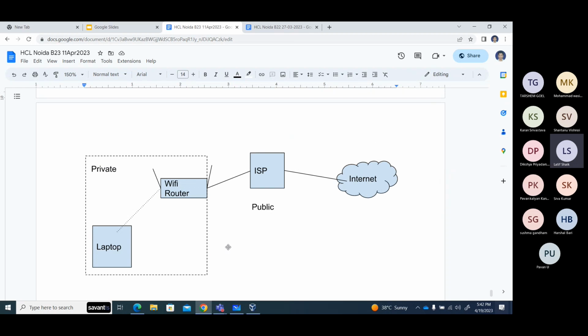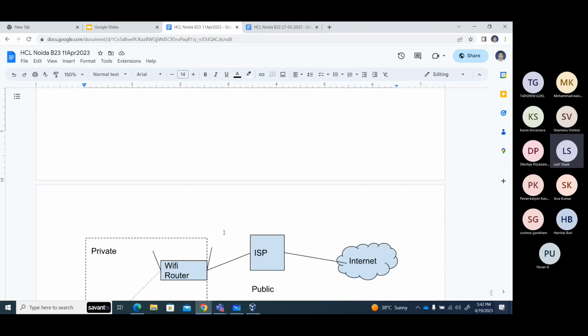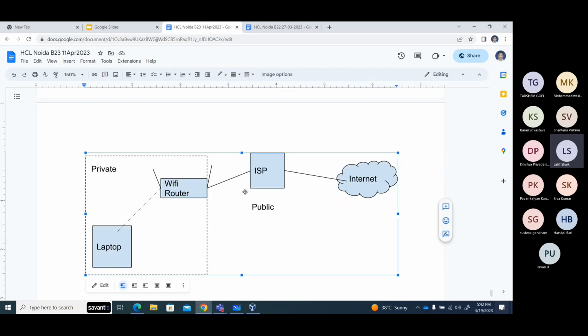In our home, this is a home kind of network. I've drawn it like this. This is the internet, ISP, Wi-Fi router, or private network. From the Wi-Fi router to the ISP, then it is internet connectivity. This is the public network from the ISP. ISP to Wi-Fi router is one network. Wi-Fi to our other devices is one network. ISP to outside is a different network. Okay.